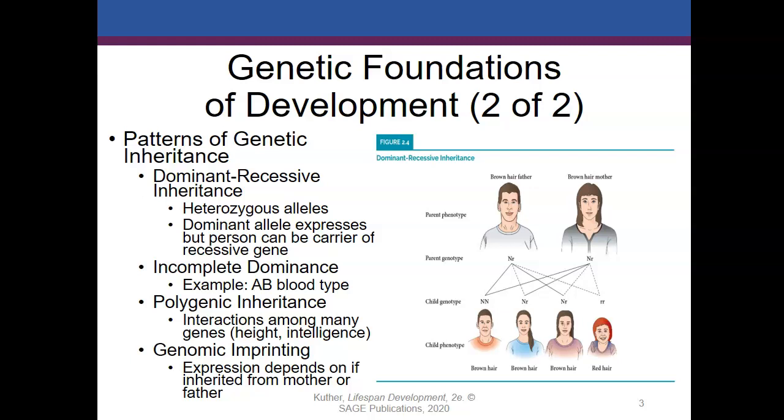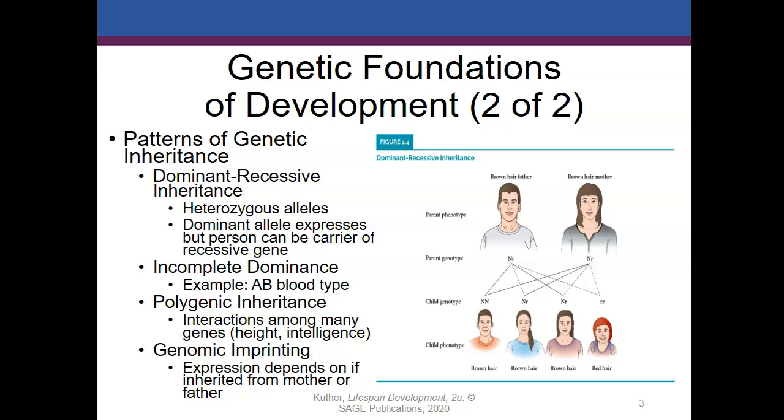If an allele is recessive, it will only be expressed if paired with another recessive allele. Blonde hair, for example, requires homozygous alleles, two recessive alleles for blonde hair. When a person is heterozygous for a particular trait, as we see with dominant recessive expression, the dominant gene is expressed and the person remains a carrier of the recessive gene, meaning they can pass it on to their children. In most cases, dominant recessive inheritance is an oversimplified explanation for patterns of genetic inheritance.